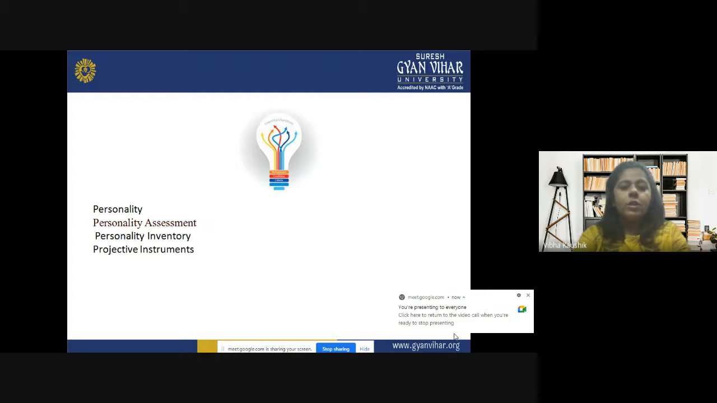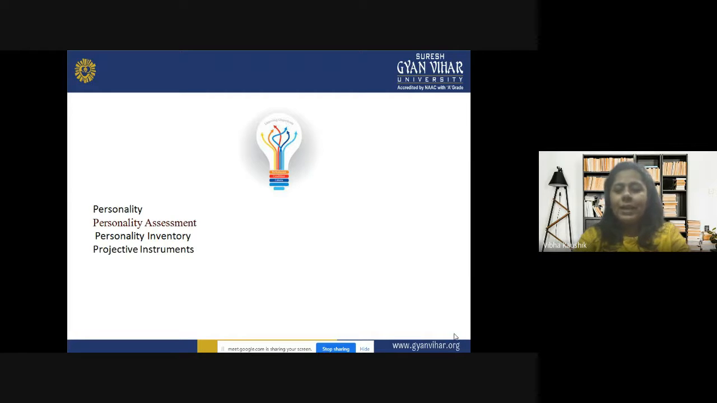Now, the learning objectives of today's topic are: personality, meaning you will be able to understand the concept of personality; personality assessment, you will be able to know the meaning of personality assessment; personality inventory, what do you mean by personality inventory, and what are the different types of personality inventory; projective instruments, what are the projective instruments and what are the different projective instruments for assessing personality?